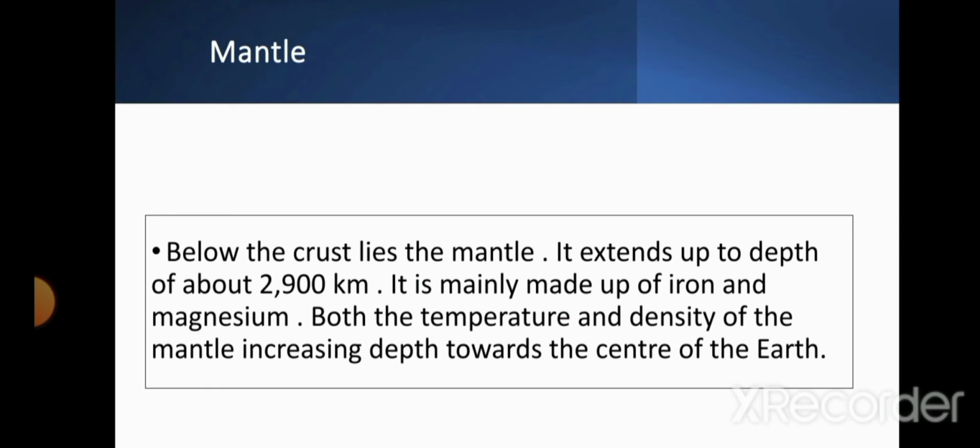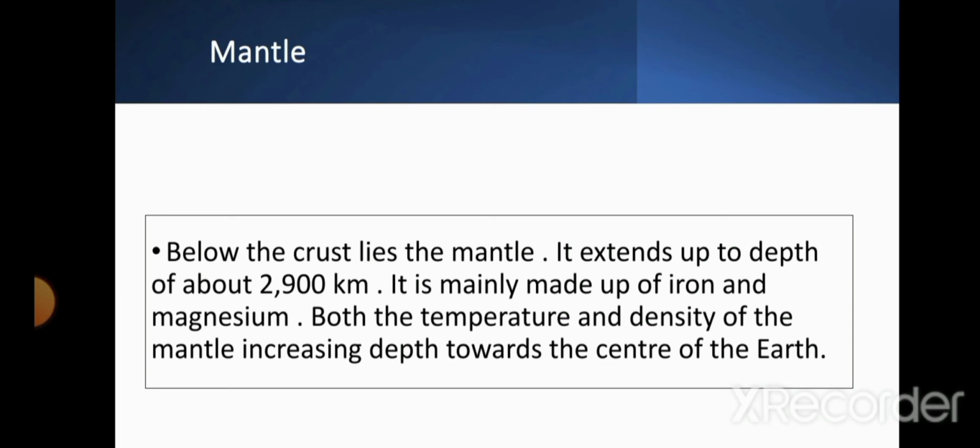Both the temperature and density of the mantle increase with depth towards the center of the earth. After the crust lies the mantle. It's the second layer of the earth. The depth of the mantle is 2,900 kilometers and it is made up of iron and magnesium. As we move deeper and deeper into the mantle, the temperature and density will increase towards the center of the earth.